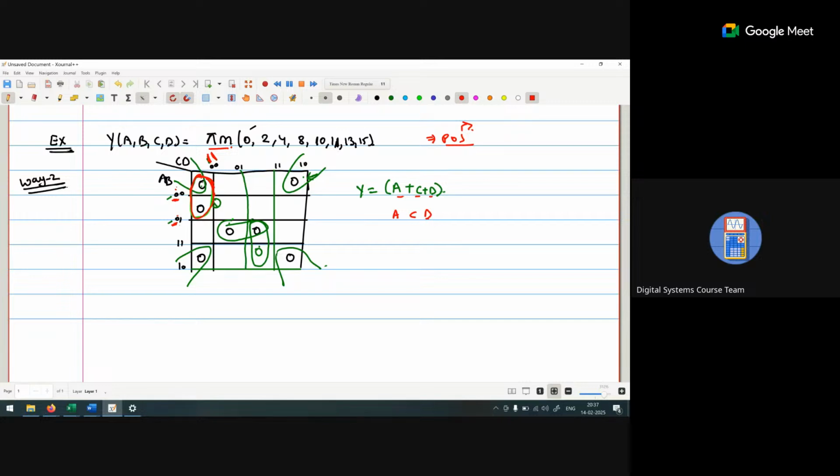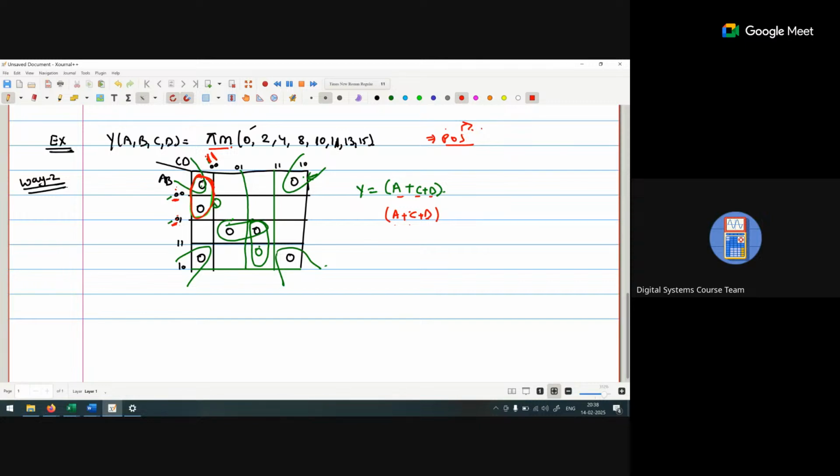Now it is a max term. So in the max term, it is a form of POS, product of sum. So basically, we are doing the sum. Now what is the value? Value of A is 0, so I am using A. Value of C is 0, I am using C, and D is 0, so D directly. Any doubt?